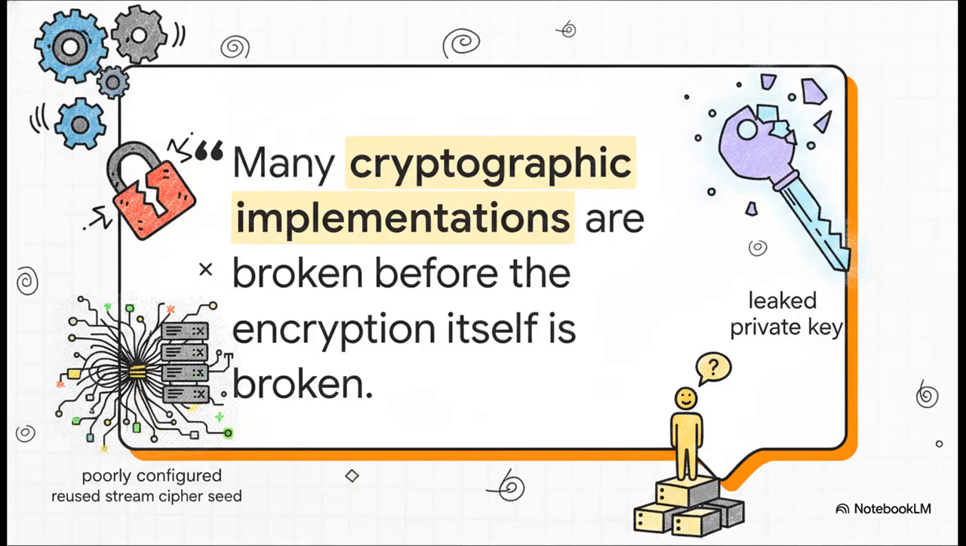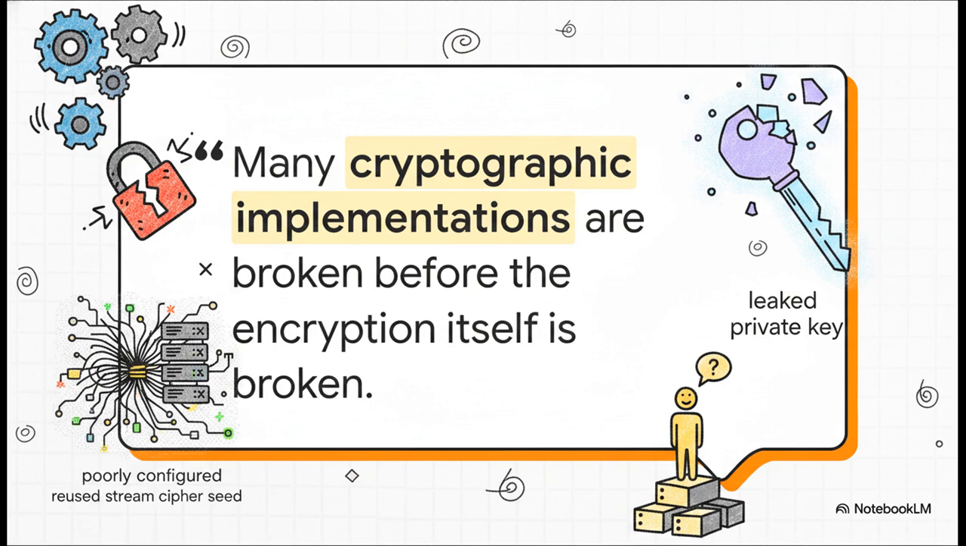We've covered AES, RSA, TLS cipher suites, and the mind-bending math of key lengths. But to wrap up this explainer, I want to leave you with this final, incredibly provocative thought directly from our source material. Many cryptographic implementations are broken before the encryption itself is broken. Think about that. Despite all this brilliant, virtually unbreakable math and keys with astronomical combinations, the underlying algorithms rarely fail us. It's almost always human error.